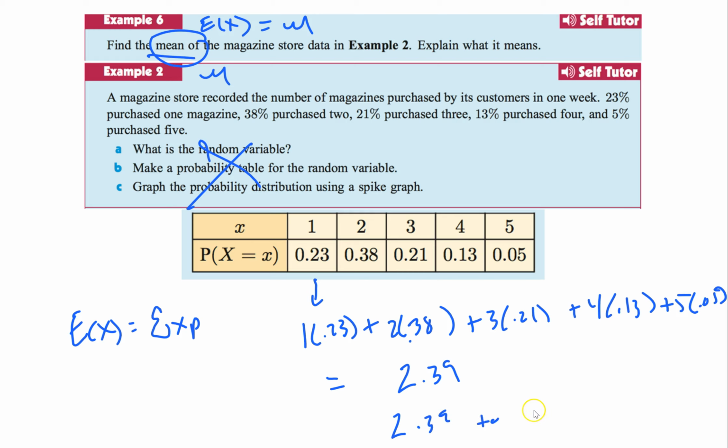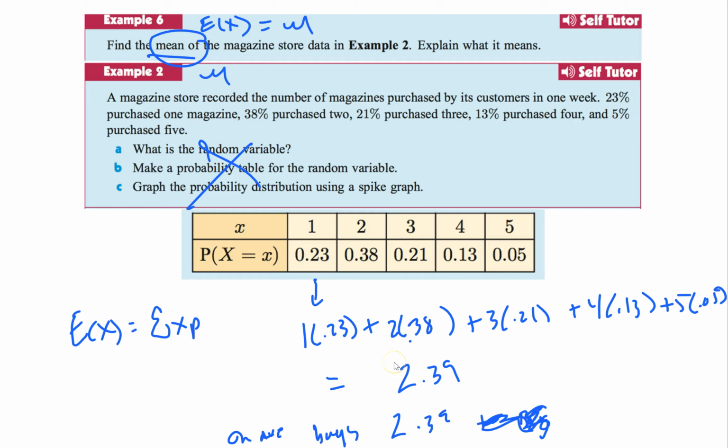On average. Again, on average, so it could be a decimal. Or to buy 2.5 magazines, let's just say, because it's the number of magazines you buy. So on average, a person buys about 2.5 magazines per trip to that store.